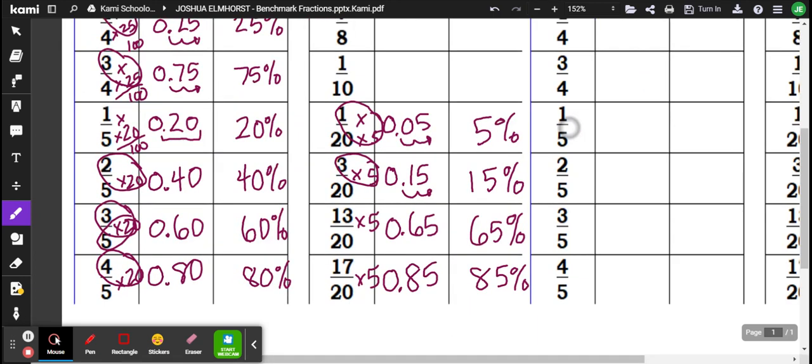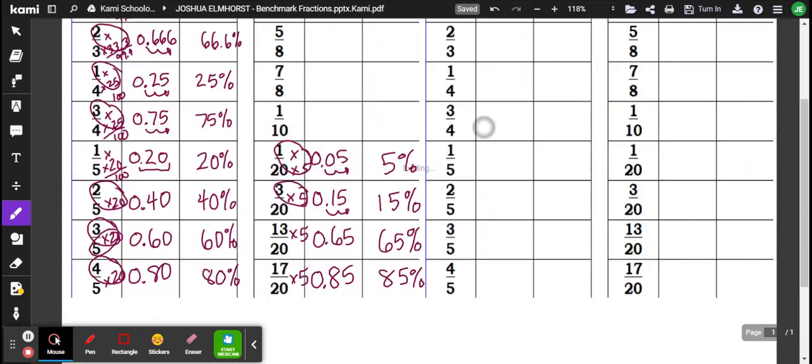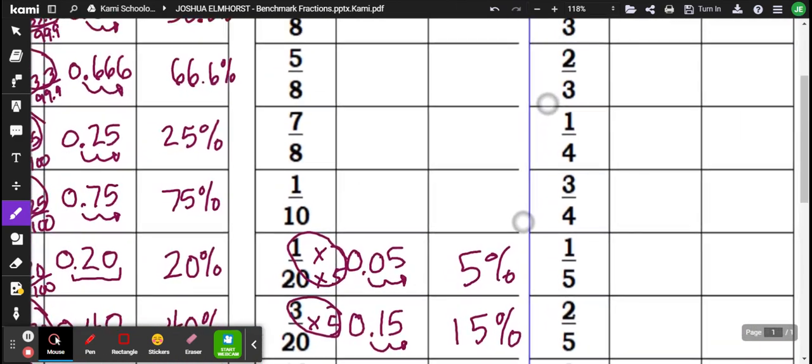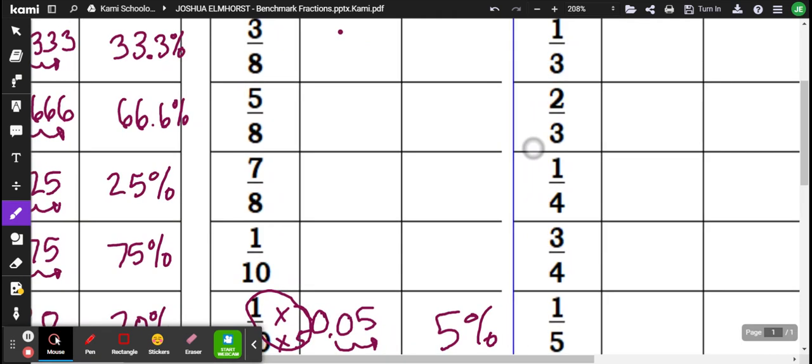So factors of 4, 5, and 20 work very nicely with tenths, hundredths, and thousands. And then we have one more here that's easy. 10 times 10 is hundredths. So what's 1 times 10? 10, and that's in the hundredths. So that's 10 hundredths or 10%.